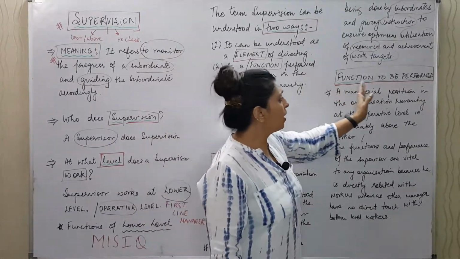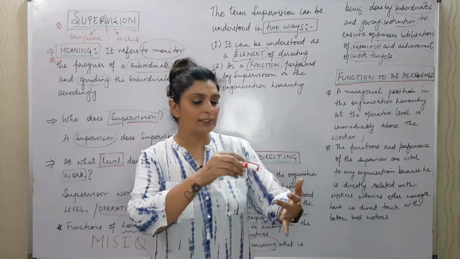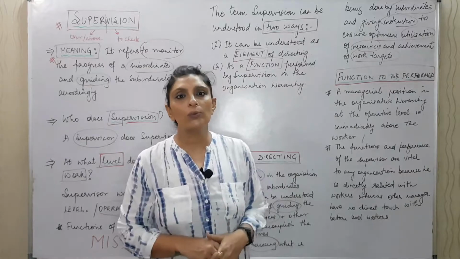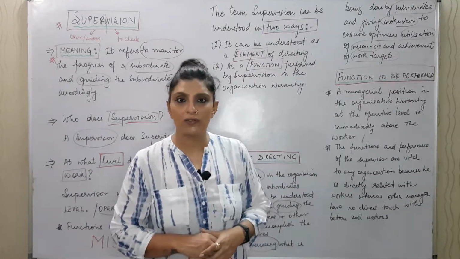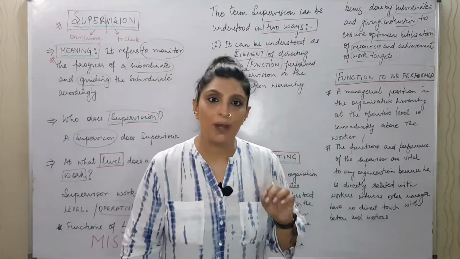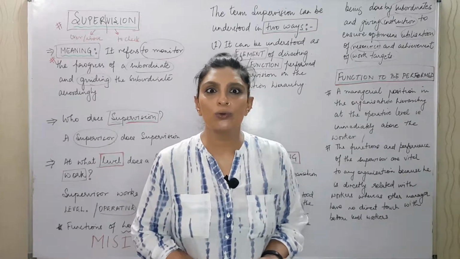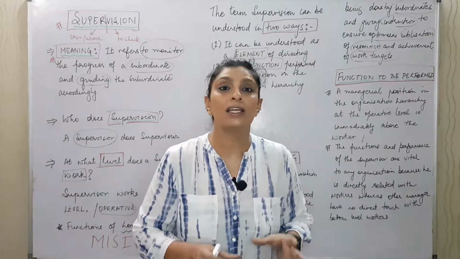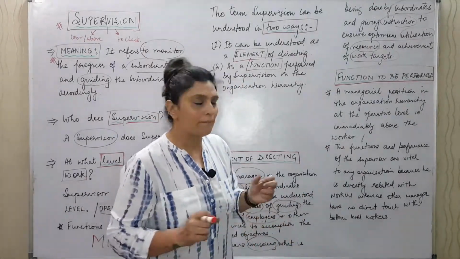Now, as a function to be performed, I just told you planning, organizing, staffing, directing, controlling. These are the functions, of course. But then how is supervision one of the functions? Because once you plan, organize, staff, direct, you control, and who is going to check you? The supervisor. So the controlling part is done by none other than the supervisor. That is why supervision is one of the functions of management.